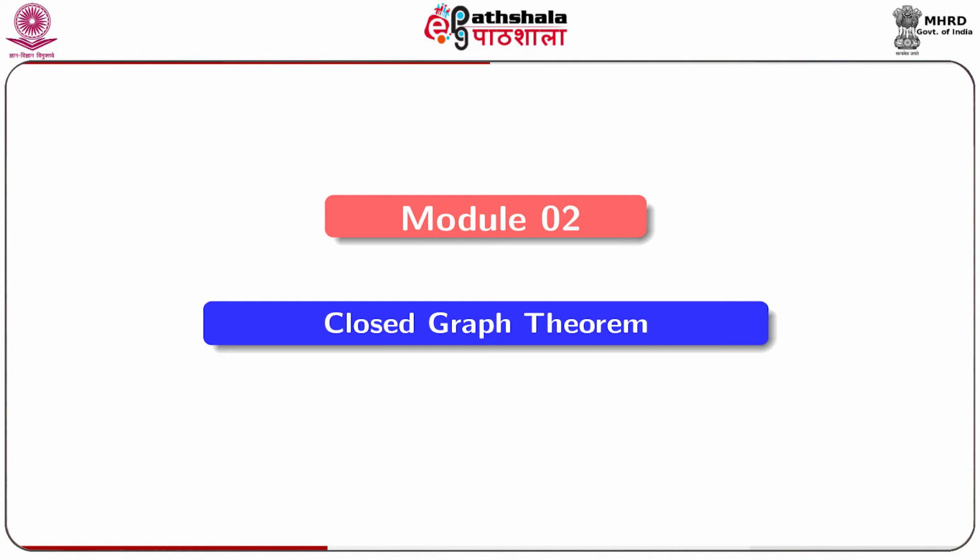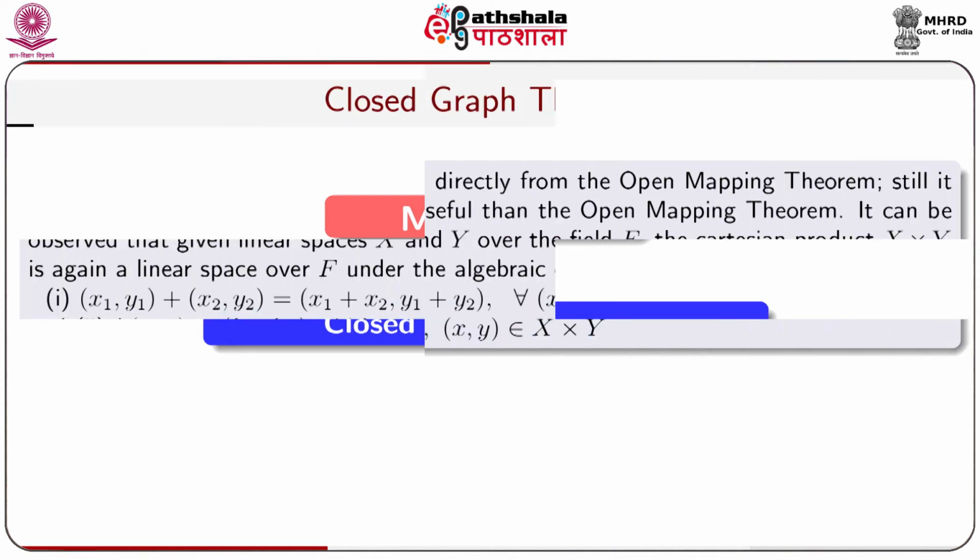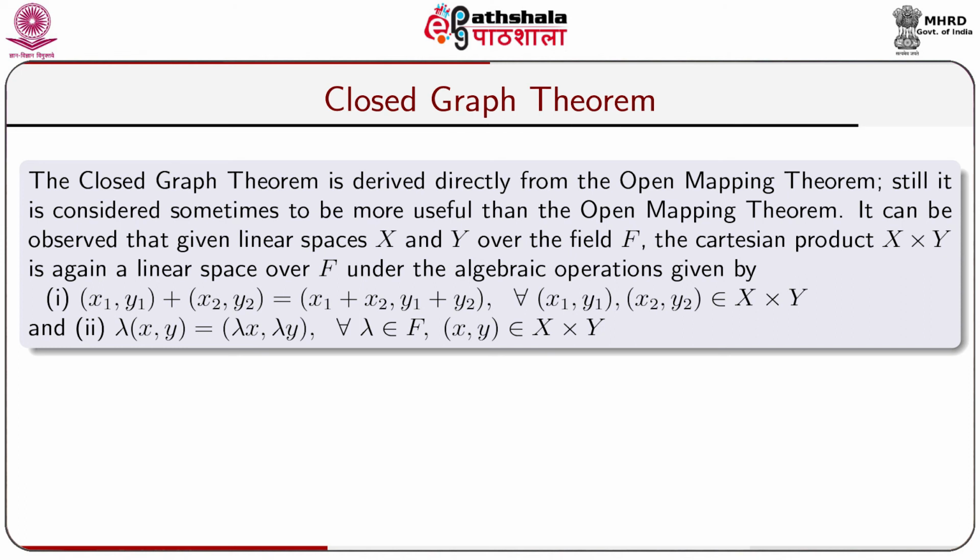Now, we start module 2 of this chapter 6. This module starts with a theorem, namely the closed graph theorem. The closed graph theorem is derived directly from the open mapping theorem. Still, it is sometimes considered to be more useful than the open mapping theorem.